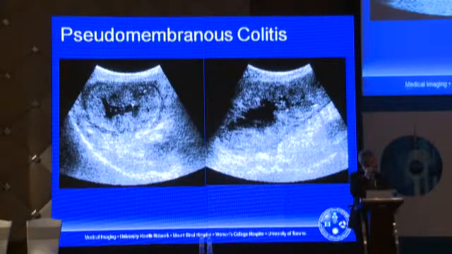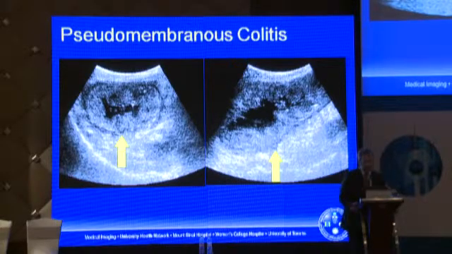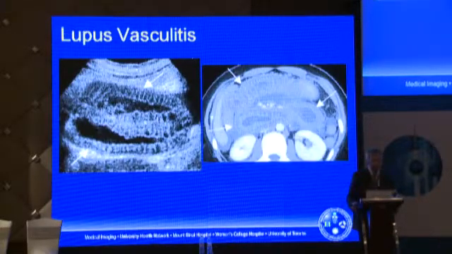So if you're seeing the bowel well with ultrasound, you'll see all the layers, and the condition that thickens the bowel more than anything else is pseudomembranous colitis. So this is a very typical appearance of pseudomembranous colitis in the cecum, ascending and transverse colon.